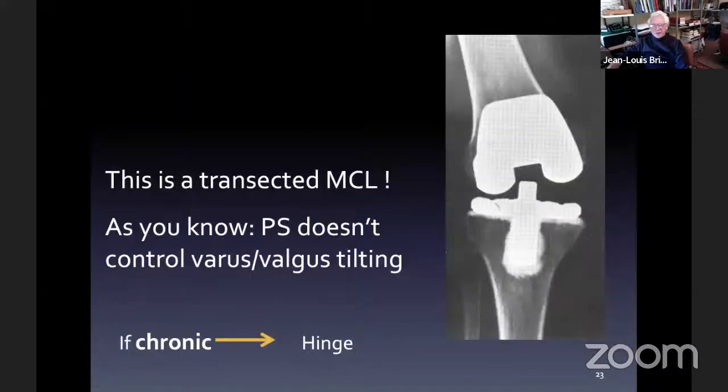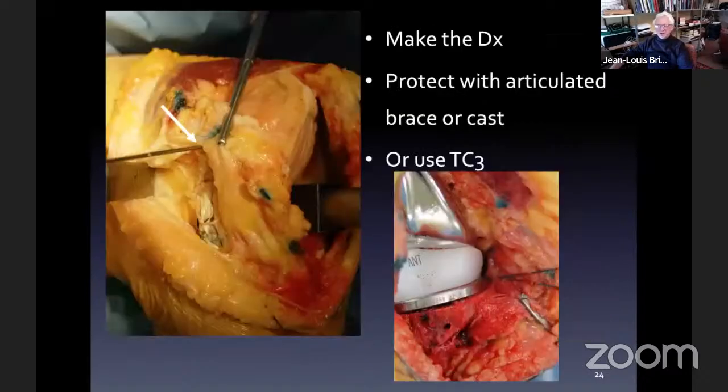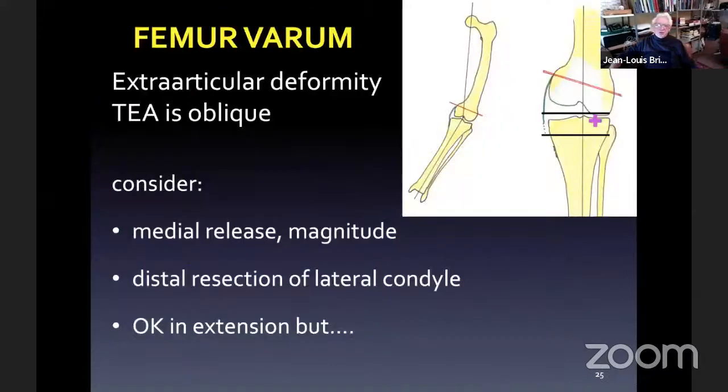Next. Now a transected MCL, and when it's chronic, it may need a hinge. Next. But PS are not enough to control this, so it's better to repair them when we do the MCL injury. Next, and it works very well in emergency.